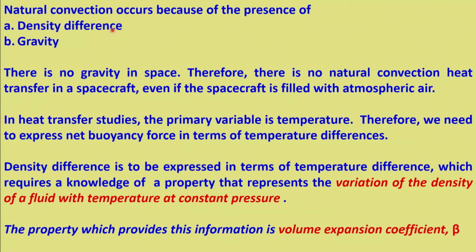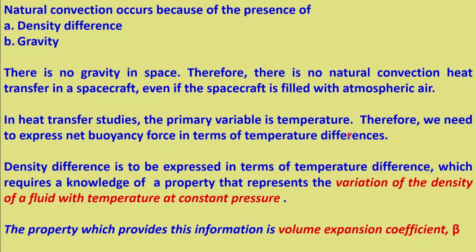For natural convection to occur, two things are required. One is density difference, another one is gravity. There is no gravity in space, therefore there is no natural convection heat transfer in space, even if the spacecraft is filled with atmospheric air, because there is no g there. Even if you have air, there is no g, so there is no way that you can have natural convection.